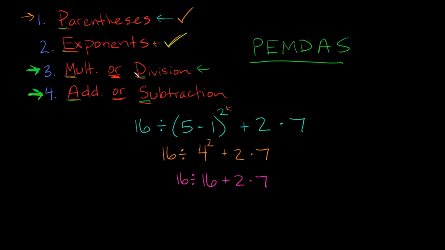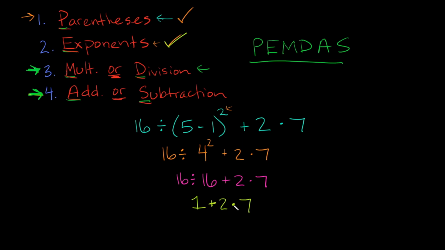So now let's move on to the multiplication and division. Again, we have division and multiplication. So which one pops up first when you read it left to right? Again, it's the division in this case. All right, so that's what we're going to do next. So we have 16 divided by 16. Well, that's simply equal to 1, right? And then we have this plus 2 times 7 still. And just like the last problem, we have multiplication and addition left.